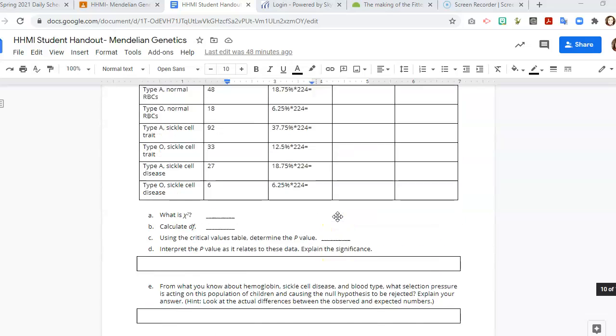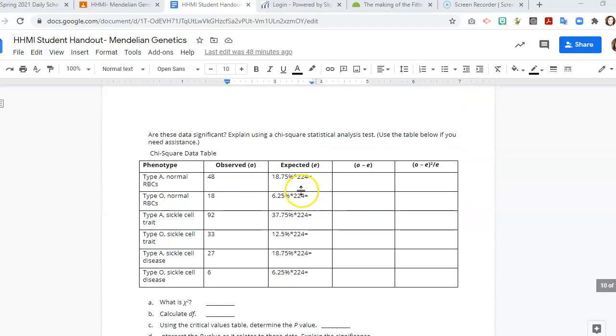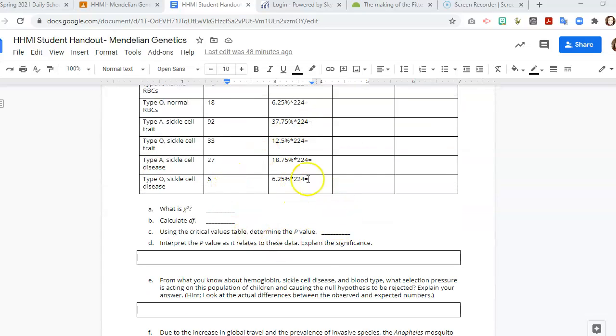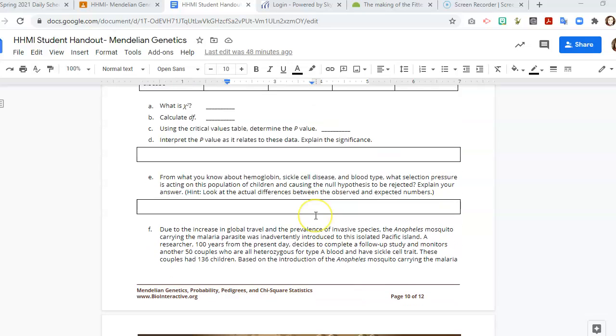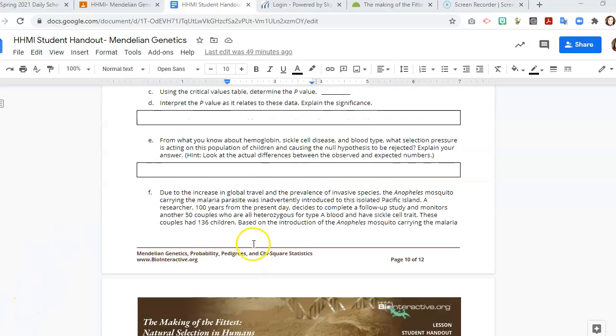Remember on this one, make sure that you are completing this. If you need to pause it this time, you are more than welcome to do so to fill that in. This last question right here on letter F is kind of a bonus question, and I'll explain why in a second.